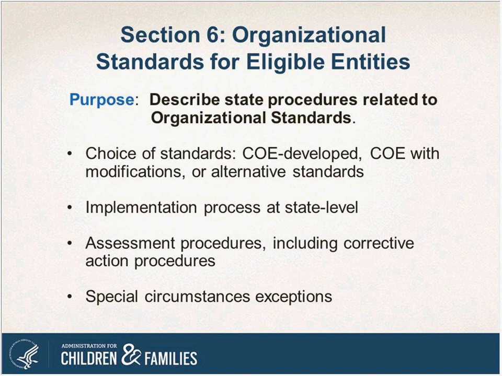Section 6, organizational standards for eligible entities. So the purpose of this section is to describe the state's procedures as it relates to the org standards. Asking states in this section to describe the choice of standards, whether they're using the COE standards, a modified standard, or alternate form of standards. Also, how the state is implementing the org standards process at the state level. The state plans to assess, so their assessment procedures, including how corrective action ties into the org standards, and any special circumstances, exemptions of org standards that may be within the state.